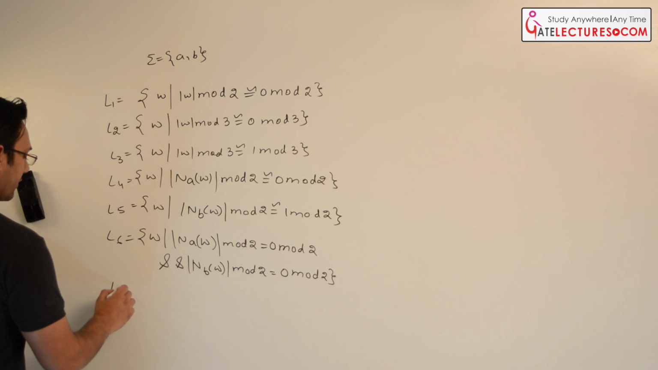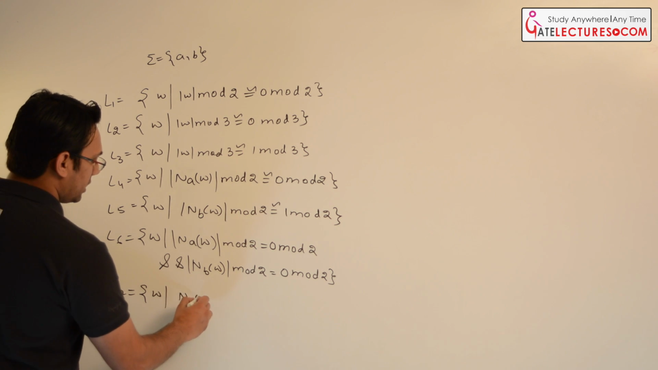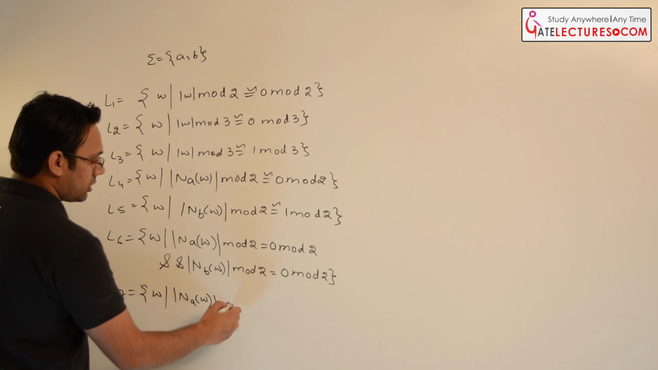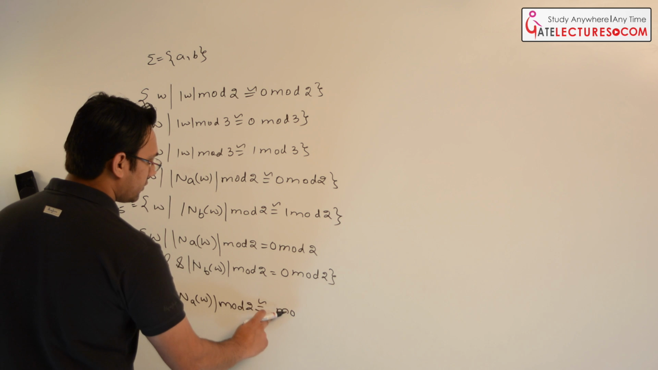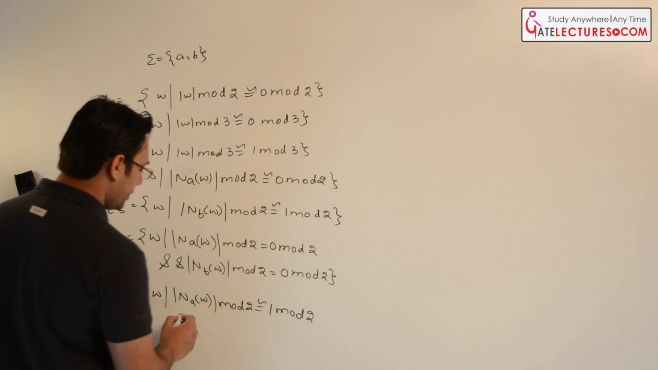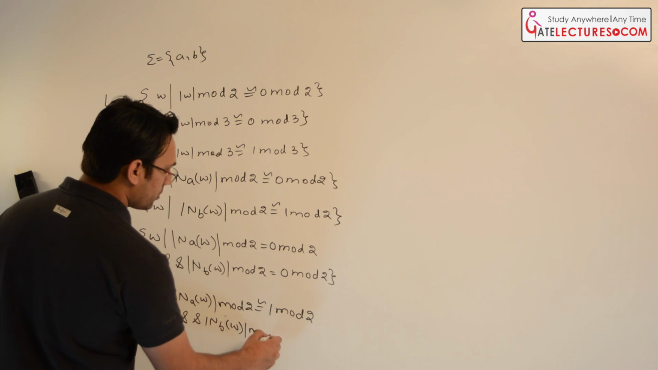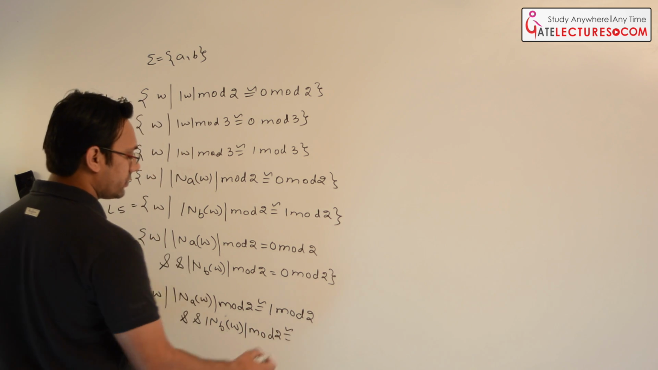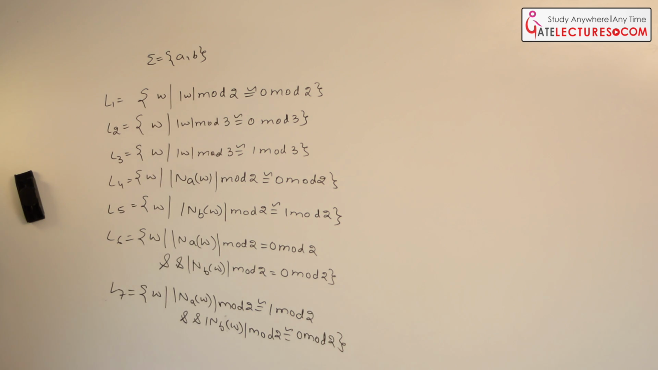Then we will see the example. Language L7 is W such that number of a in W mod 2 is congruent to 1 mod 2, and number of b in W mod 2 is congruent to 0 mod 2. Then we'll see more examples here. So initially let us start with the language L1.